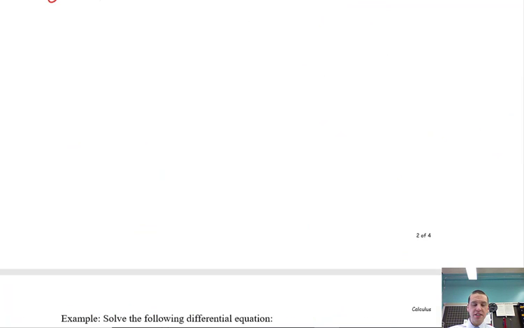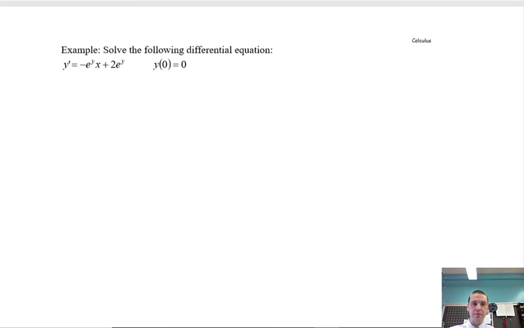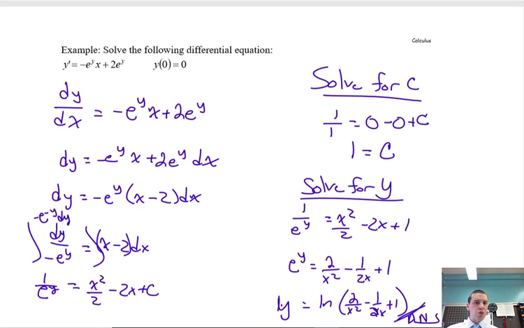I would like you to pause the video right now and attempt this one, please. So what you will see here, I made y prime dy dx. We then move the dx over. I factored out a negative e to the y, thought that would make it easy. So I knew that 1 over negative e to the y was negative e to the negative y. Use u sub if you need to, but you're just going to get 1 over e to the y. And integrated here. We solve for c, and then solve for y.